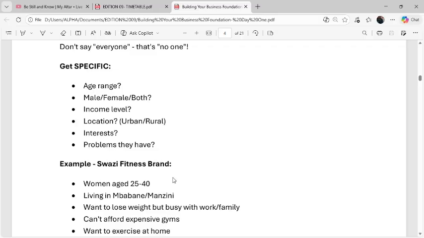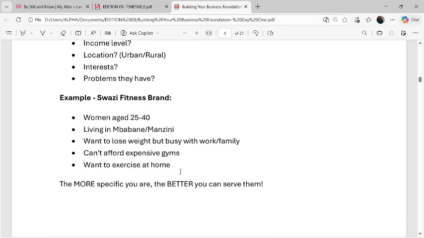Let's look at this example. It's a Swazi fitness brand. Now it is targeting women from the age of 25 to 40. It is targeting people who are living in Babane or Manzini. It is targeting people who want to lose weight, but they are busy with work or family. Then it is targeting people who can't afford expensive gyms, and the people who want to exercise at home.